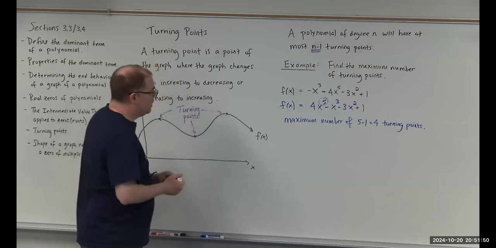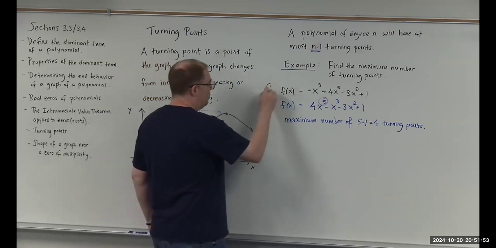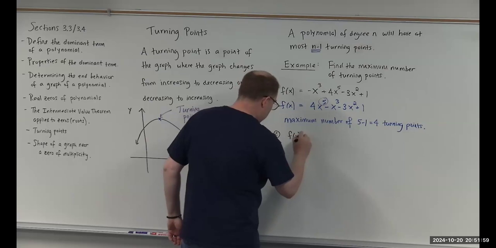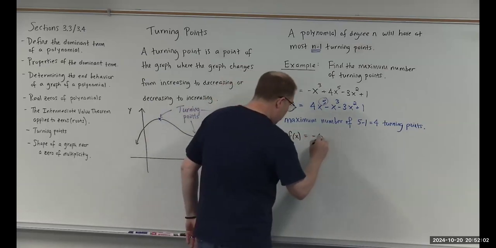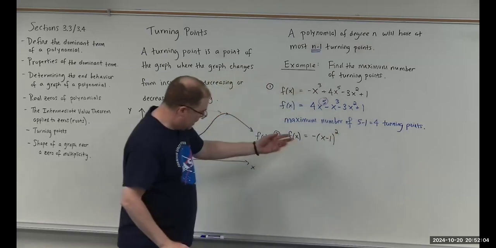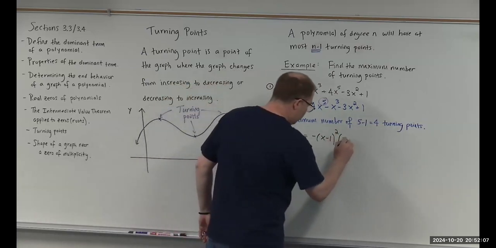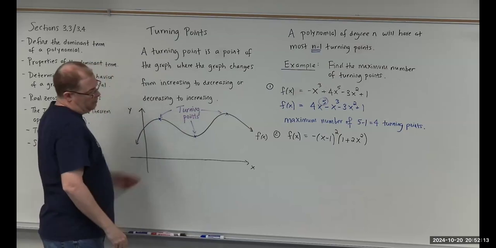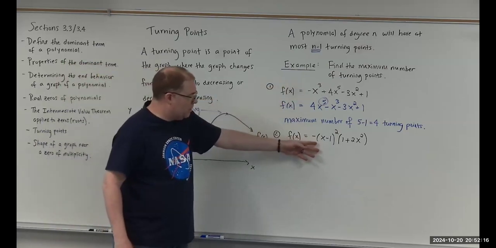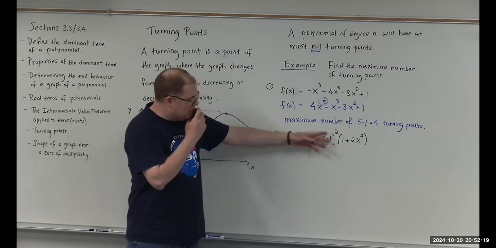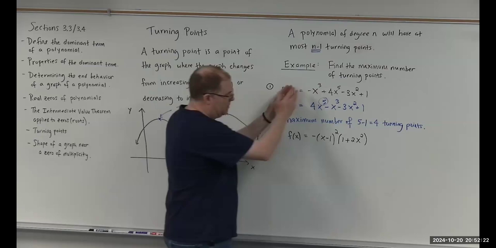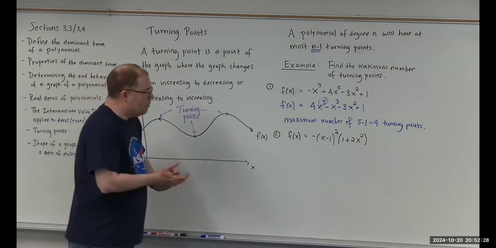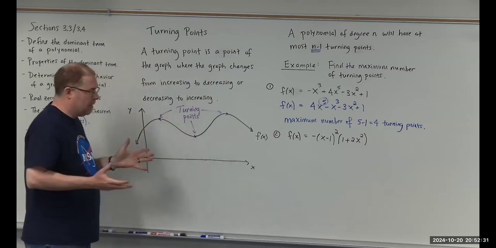Okay. Let's look at another function. So let's assume that our function is minus x minus 1 squared times 1 plus 2x squared. Okay, so notice the difference between this form and this form. Here, we're dealing with something in factored form, and here, this is the standard polynomial form. So we don't necessarily have to expand everything out, okay?